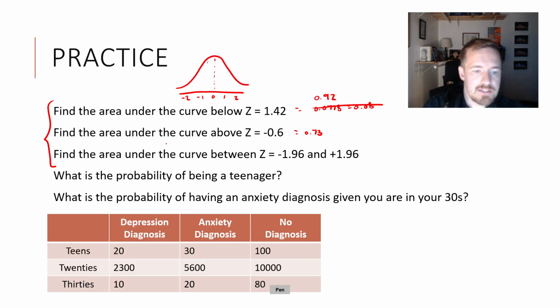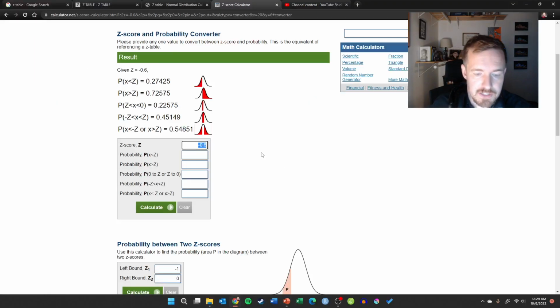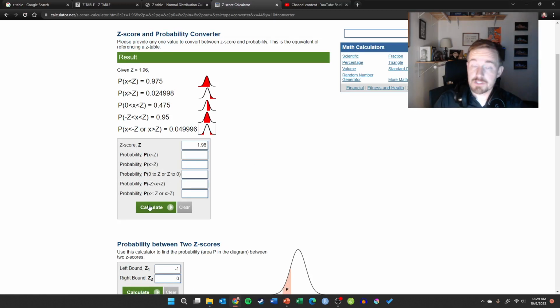Now finally, this next one: find the area under the curve between z equals -1.96 and positive 1.96. So I'm basically looking for way out here. What is the total data that encompasses this part of the distribution? How do I find that? I'm doing 1.96 for both. It's actually easier than you think. The way to do that is to just look at this last one down here, which is what happens if you were to do 1.96 and -1.96.